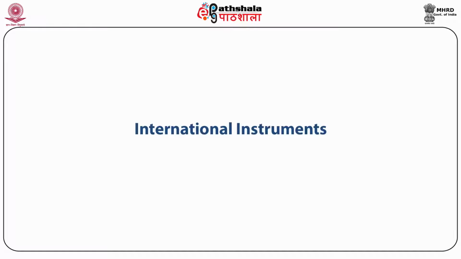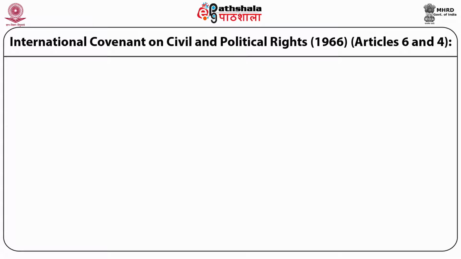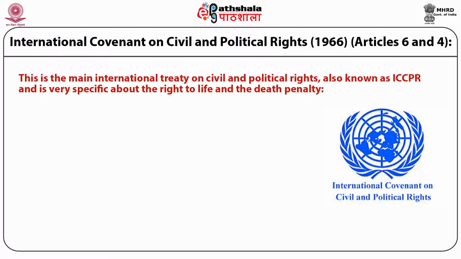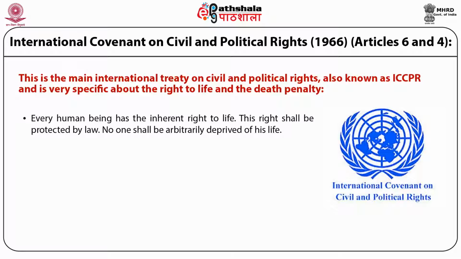Now, coming to the International Covenant on Civil and Political Rights, commonly known as the ICCPR. Let's look at Article 6 of the ICCPR. The ICCPR is the main international treaty on civil and political rights, and it's very, very specific about the right to life and the death penalty. Every human being has the inherent right to life, according to the ICCPR. This right shall be protected by law. No one shall be arbitrarily deprived of his life. That is as emphatic as it gets.